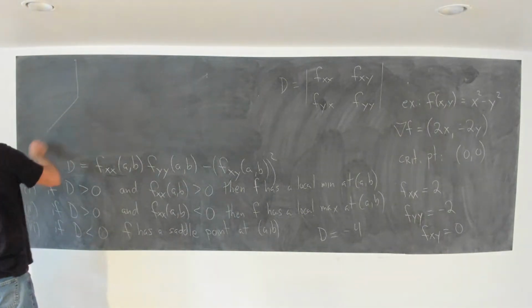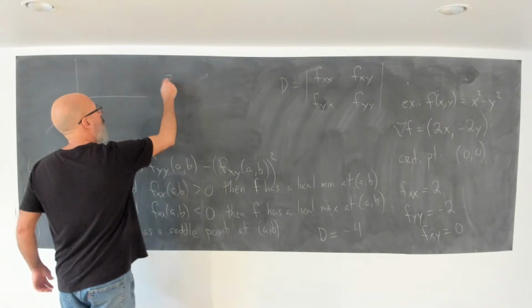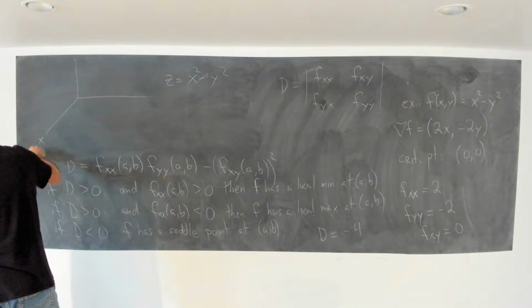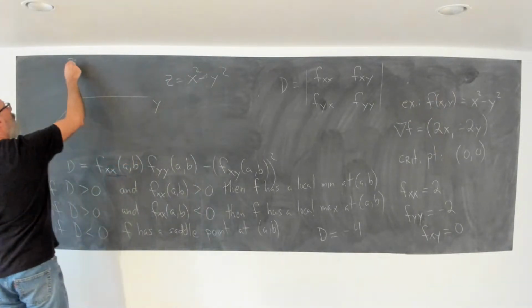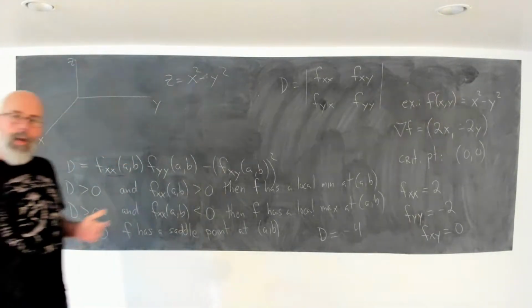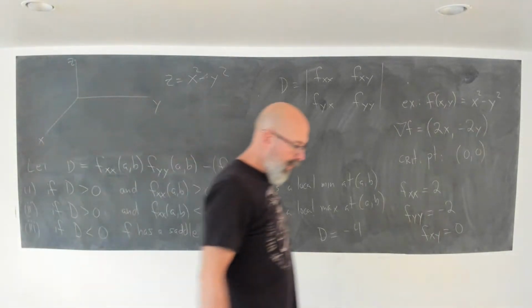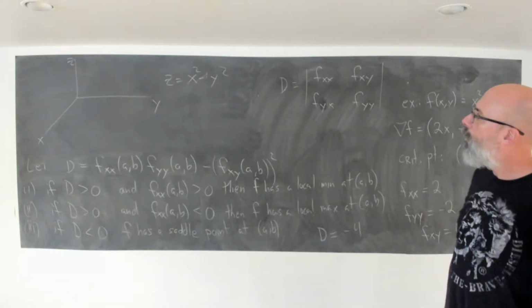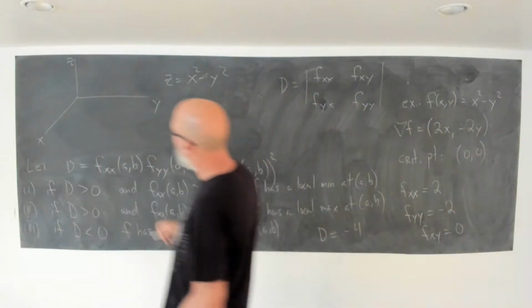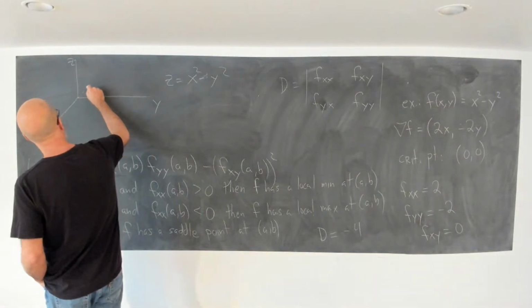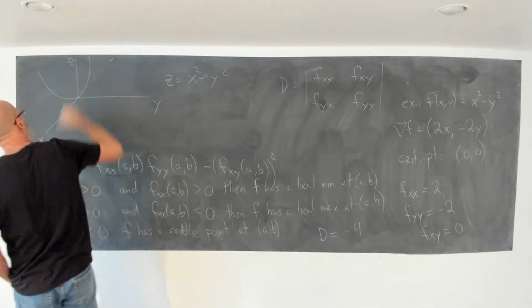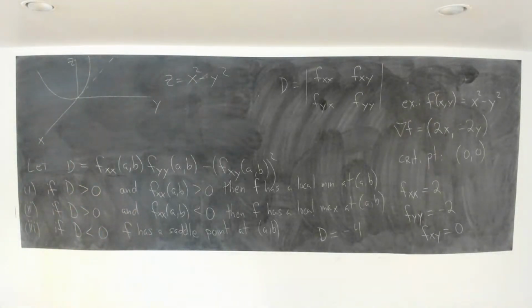What does the graph look like? We are graphing z equals x squared minus y squared. Right, so graph it in the xz plane when y is 0. What happens when y is 0? Well, you know what that looks like. It's just this parabola in the xz plane.